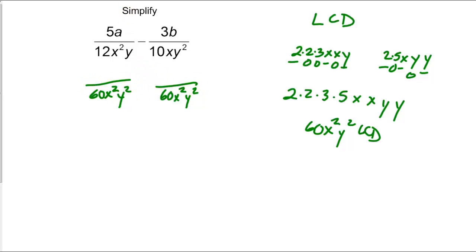And go through that process once again of saying, how do I get from 12x squared y to 60x squared y squared by multiplying 12 times 5, and then I need a y as well, which gets me 25ay. In the next term, I'm going to need a 6 to get from 10 to 60, and an x to get from x to x squared.